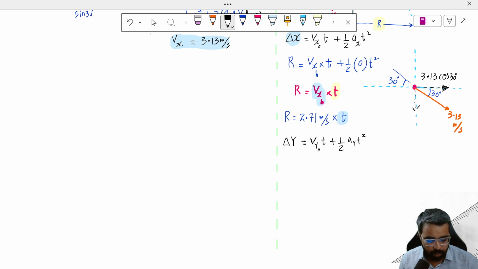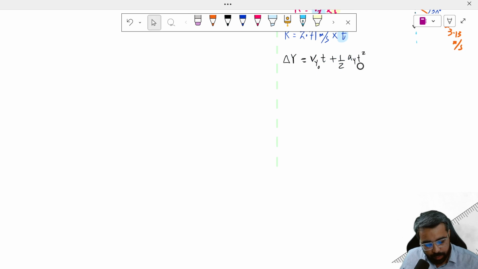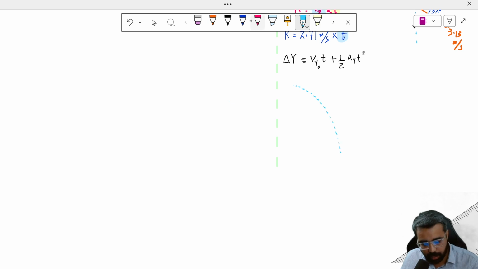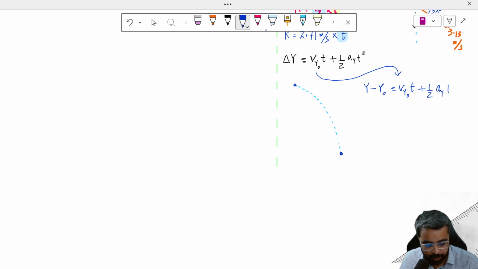t square. Okay students, if you see in the diagram, this is a trajectory. That's a projectile motion. All right, and this was the block's initial position and this is the block's final position. So if you write this equation once again, you can say final position minus initial position is equal to the initial velocity along the y-axis times t plus 1 over 2 a t square.